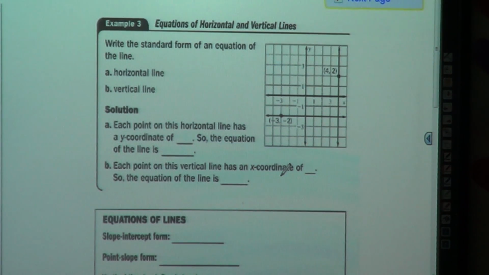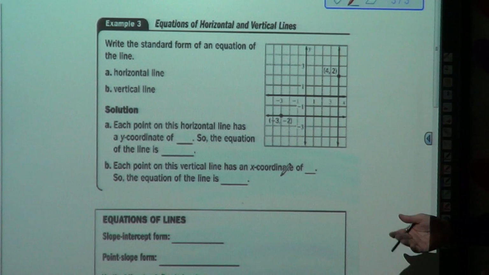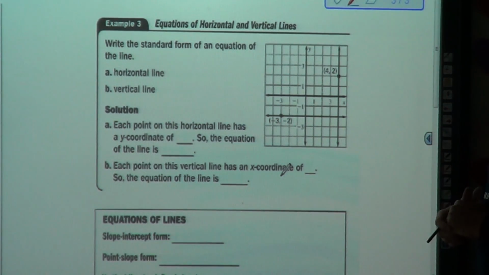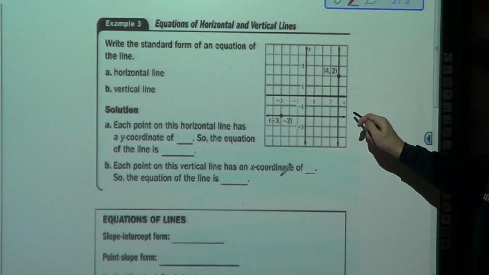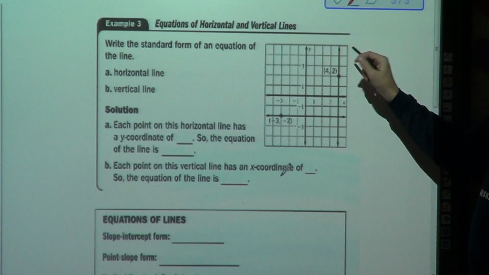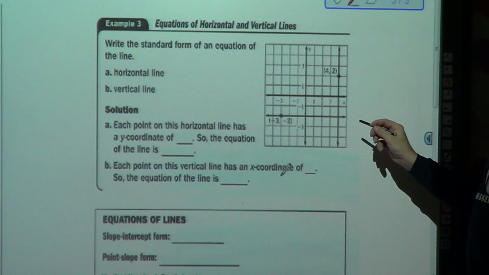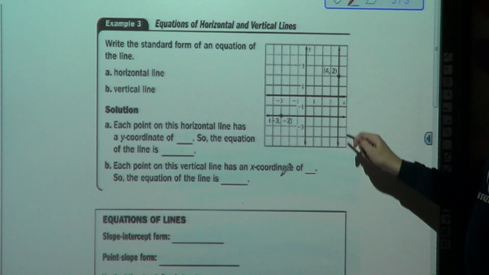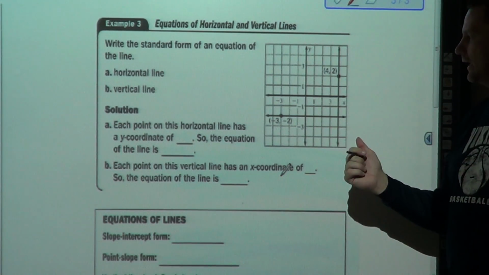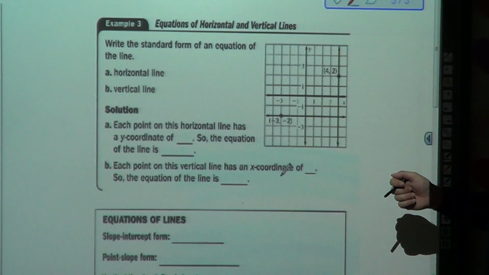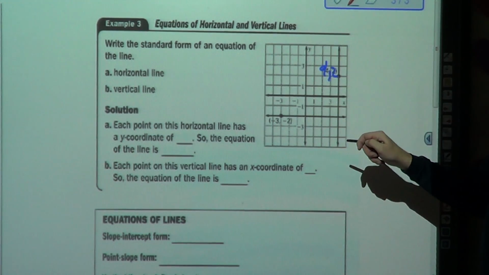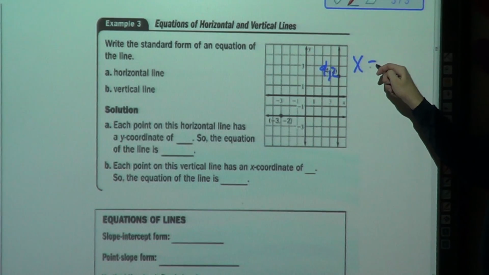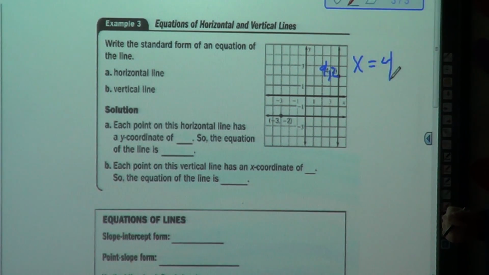All right, example 3, now this is the easiest part of the assignment. This is stuff we already know. It says write the standard form of an equation of the line. Okay, so here's the line here, the horizontal line, and then the vertical line. Now, this is stuff we already know. Let's do the x first, or the vertical, since we already talked about that. Vertical lines are x equations. Okay, what is the x equation here? You can read that, 4, 2. So what's the equation of the line? x equals 4. Simple. Okay.